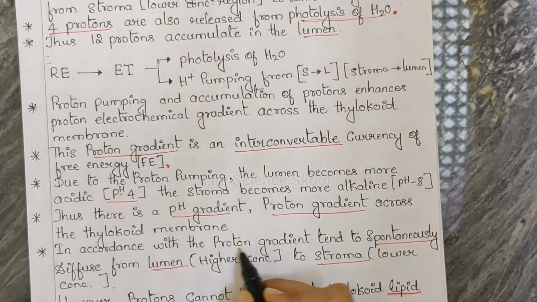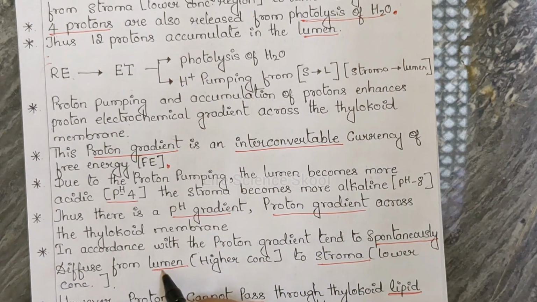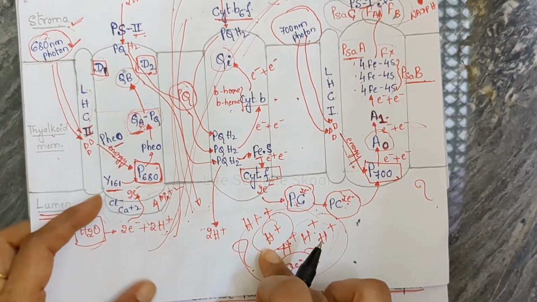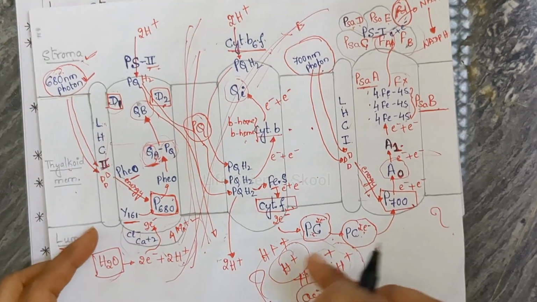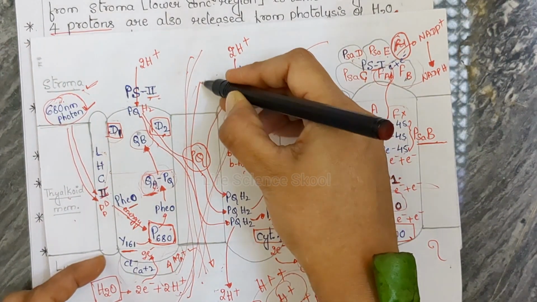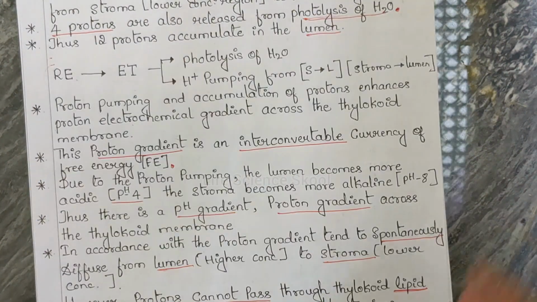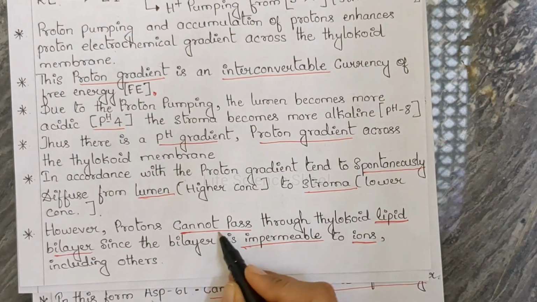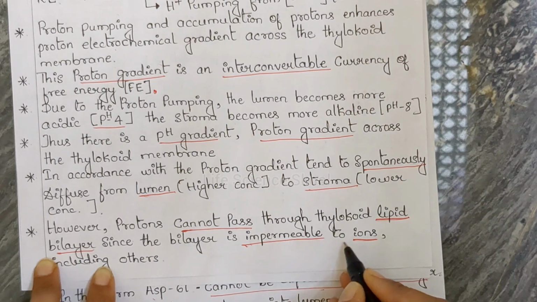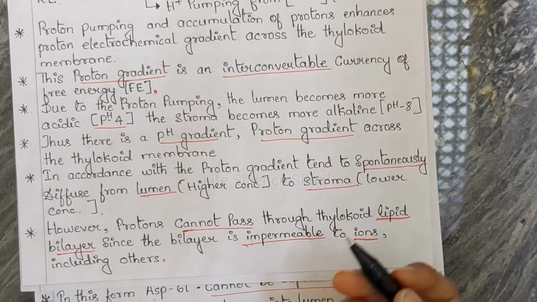In accordance with the proton gradient, protons tend to spontaneously diffuse from lumen to stroma. So the situation here is that the protons are more here. These protons now tend to move from this higher energy side to the lower energy side spontaneously. However, protons cannot pass through the thylakoid lipid bilayer, since the bilayer is impermeable to ions and other molecules.